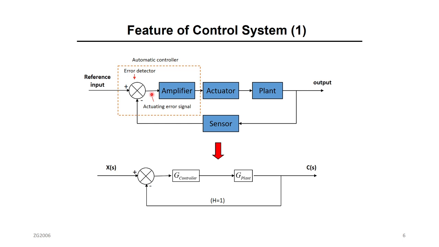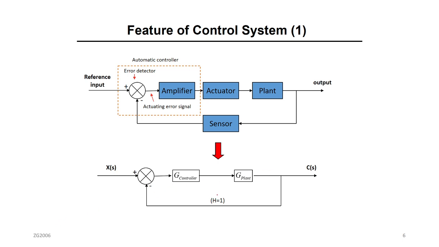And the sensor is usually equal to 1 in most systems. Why is it equal to 1? Because this one will be multiplied by the output, and we want to measure exactly how much the output is. So you multiply it by 1. This is actually number 1, but we don't show it.